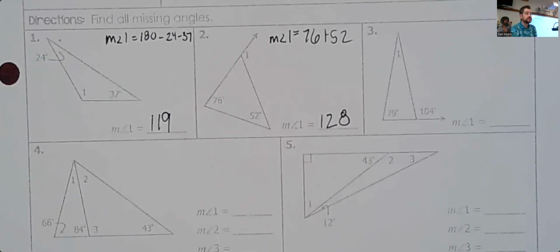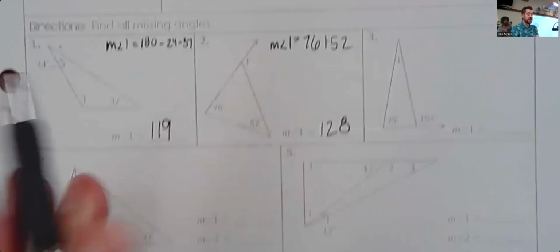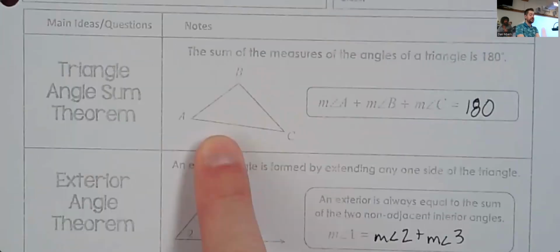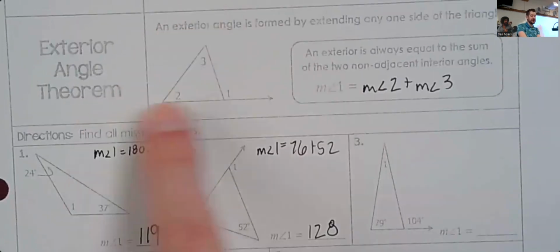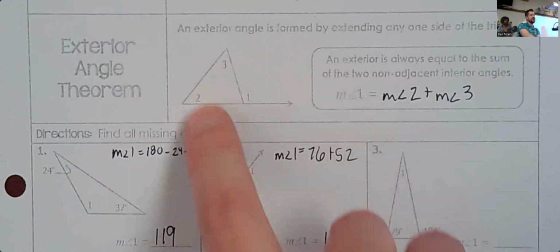So we're not adding the third one? Nope, because we're not talking about all three angles inside the triangle here. So we're not using the triangle angle sum theorem for this one. We're using the exterior angle theorem. So this angle out here is equal to those two across from it inside the triangle.